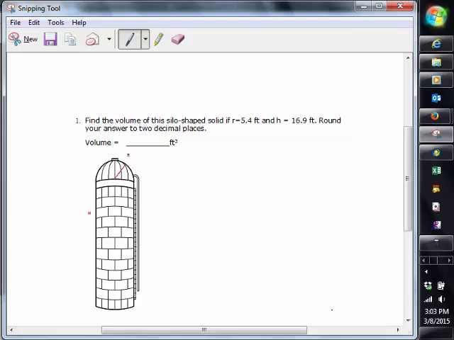Treat it as two separate things. The bottom half is a cylinder. The top half is a hemisphere. Alright, if it says the radius is 5.4 feet and the height is 16.9 feet, that's a pretty small silo, but let's just assume that's what it is.